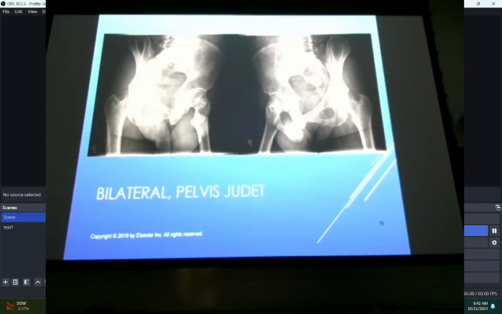Well, inlet and outlet views. Different angulations on the Taylor method, same angulation on the Bridgman method. Any questions?